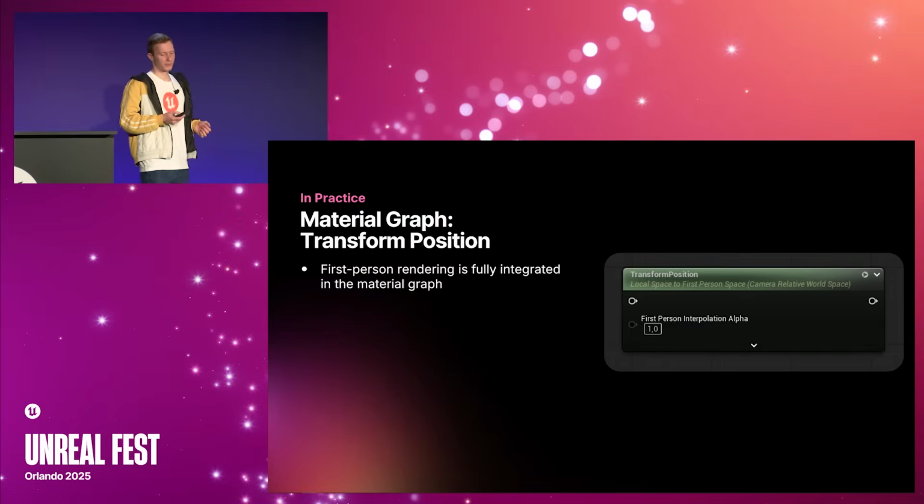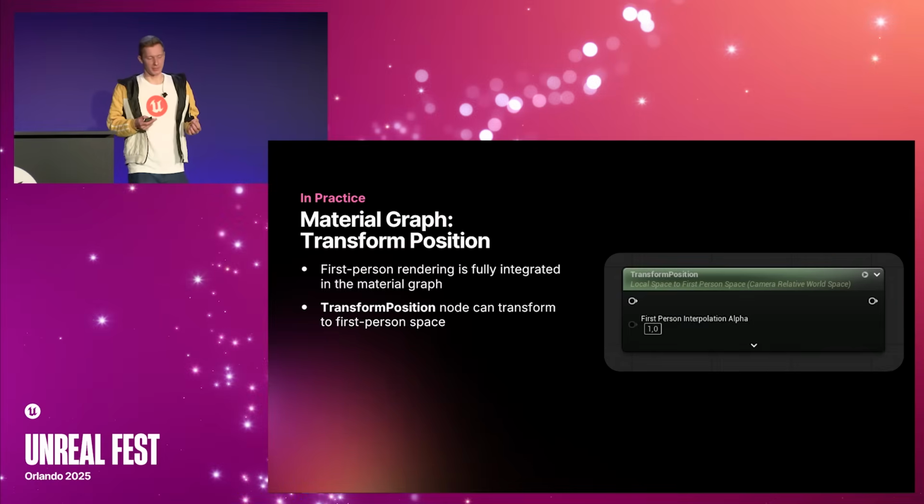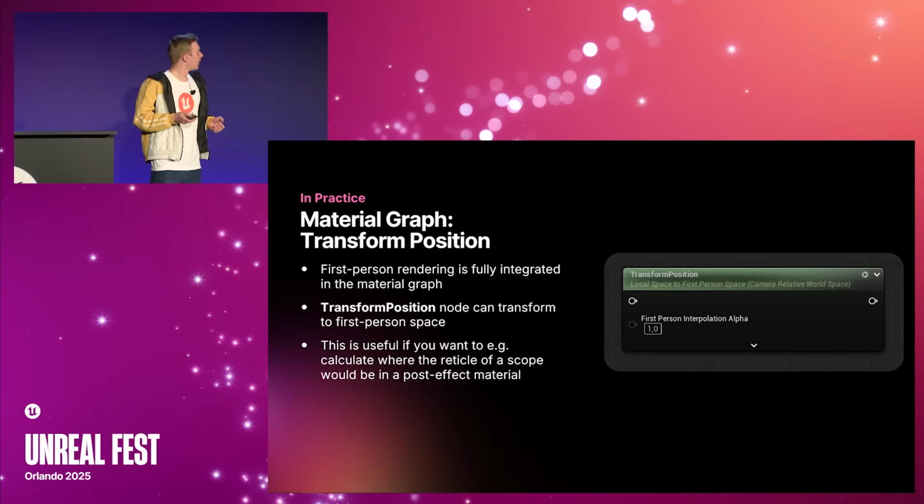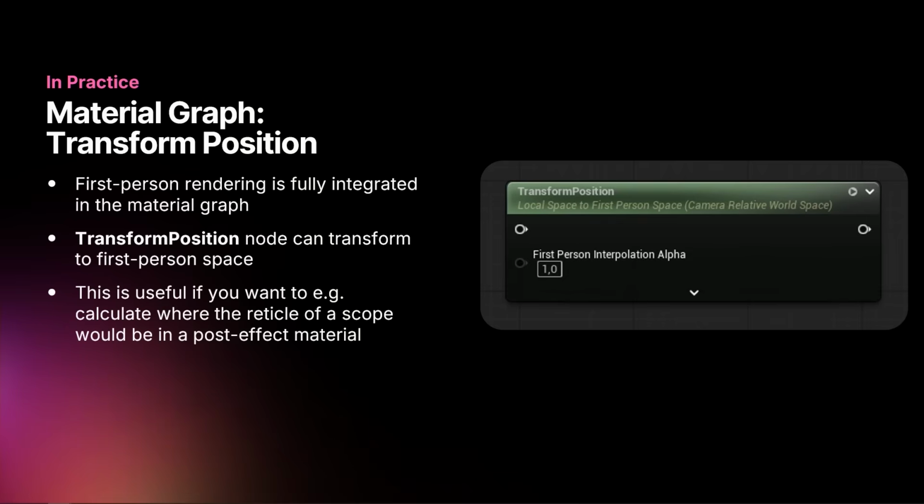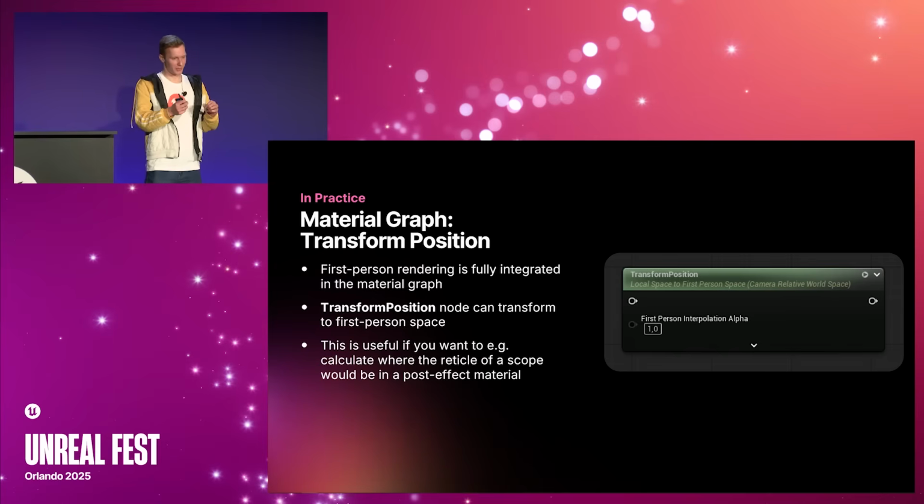Okay, first-person rendering is a feature that is also fully integrated within the material graph. That means, for instance, that the transform position node can now also transform to first-person space. This is useful if you want to, for example, calculate where the reticle of a scope would be in a post-effect material. The way we do the scope on the weapons in Fortnite is a post-processing material that draws the scope texture. If you have the rifle in hip mode, not ADS, then you need to figure out where that reticle should be on the screen, and for that, we need that node.